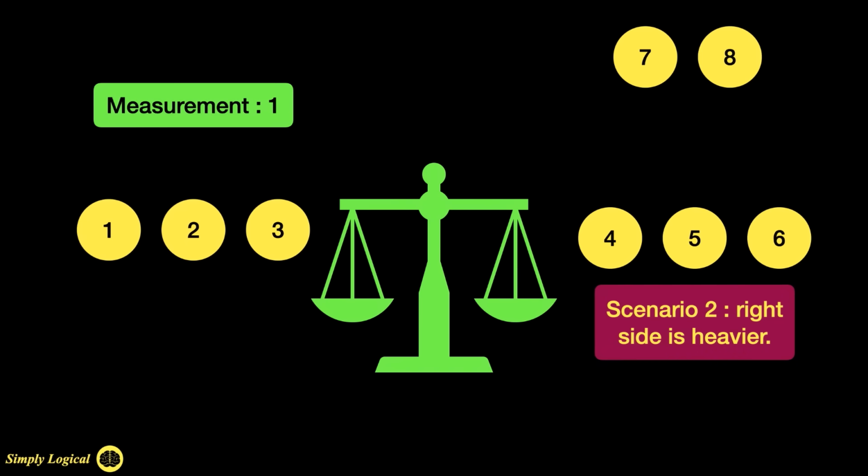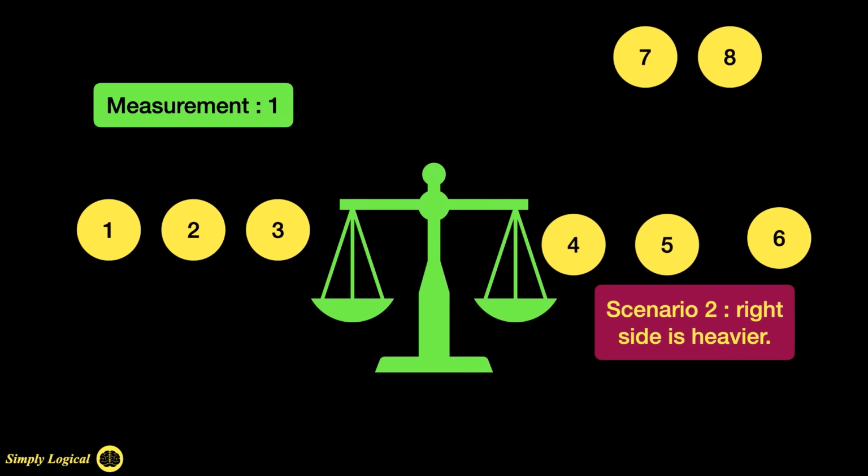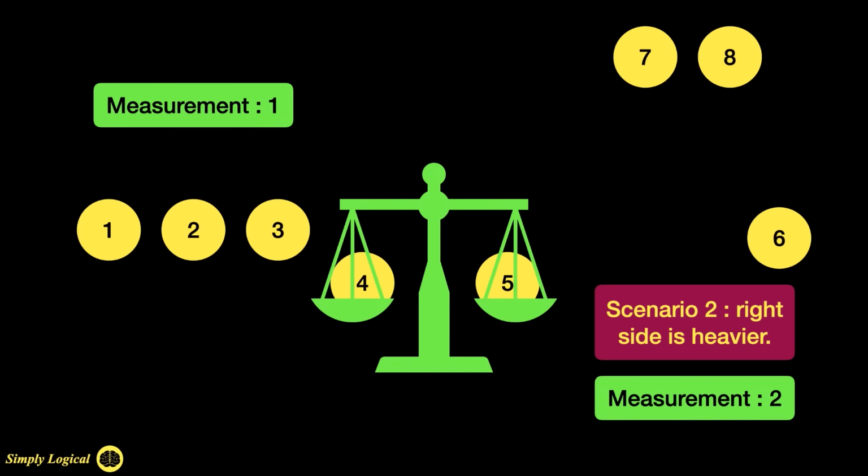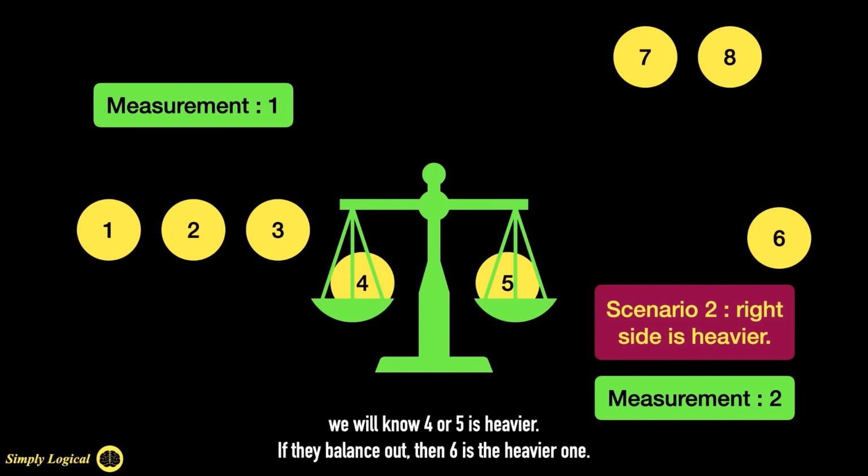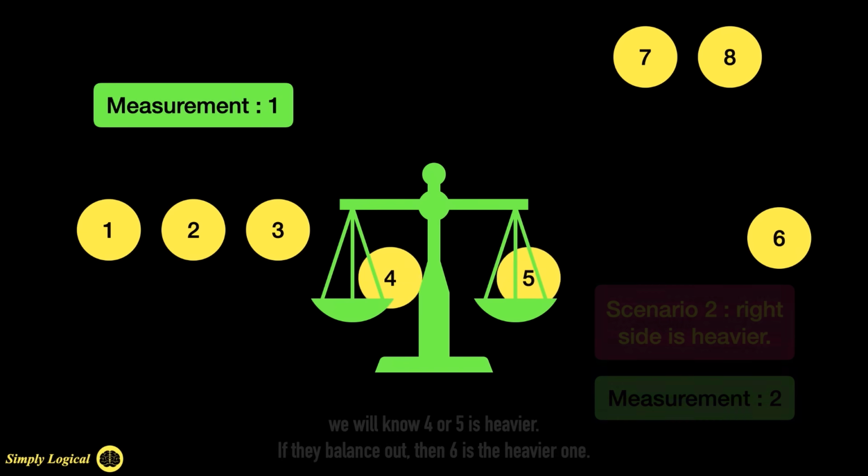Let's consider scenario 2. If the right side is heavier, then we know that either 4, 5 or 6 is the heavier ball. Now in the second measurement, weigh 4 on the left and 5 on the right. By doing this, we will know if 4 or 5 is heavier. If they balance out, then 6 is the heavier one. Thus, the heavier ball is identified by exactly 2 measurements in scenario 2.